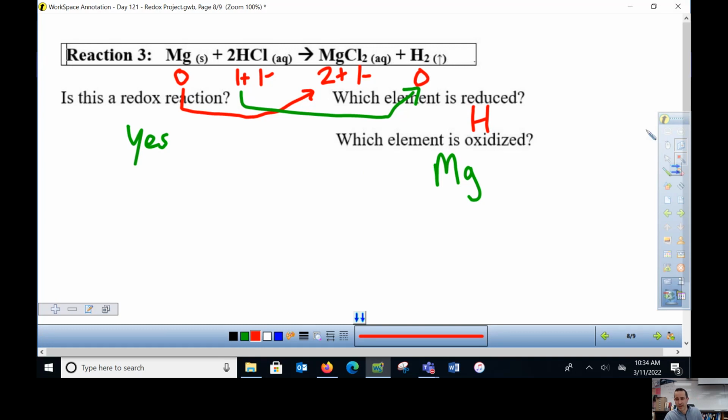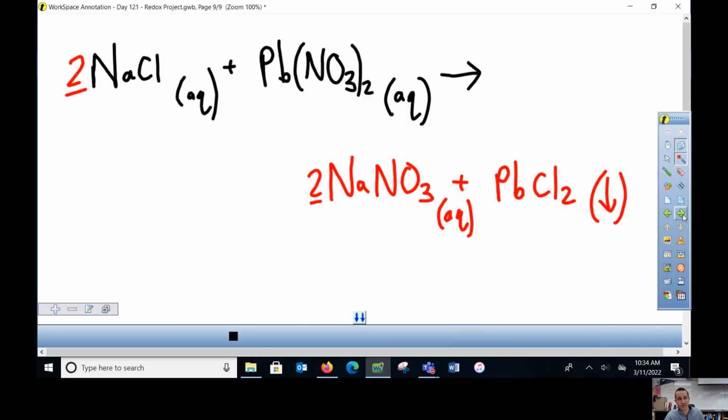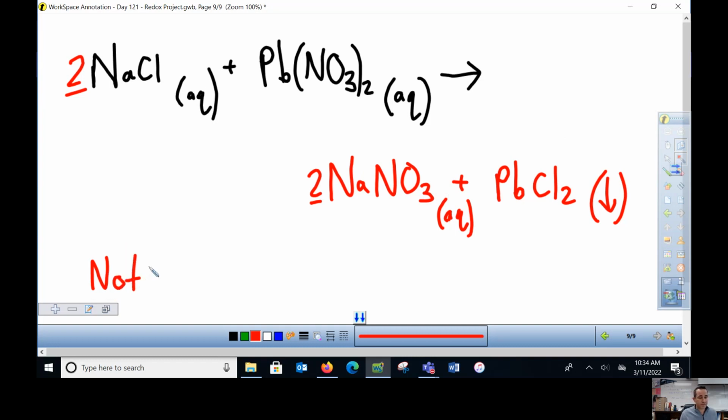So that's reaction 3. And now I know your notes only have 3 reactions. I want to show you this example here. Double replacement reactions. Is this a redox reaction? Double replacement reactions are typically not. And here's why. Look, everything keeps the same charge. So sodium starts out +1, chloride starts out -1. Nitrate's -1, that means the lead is +2.